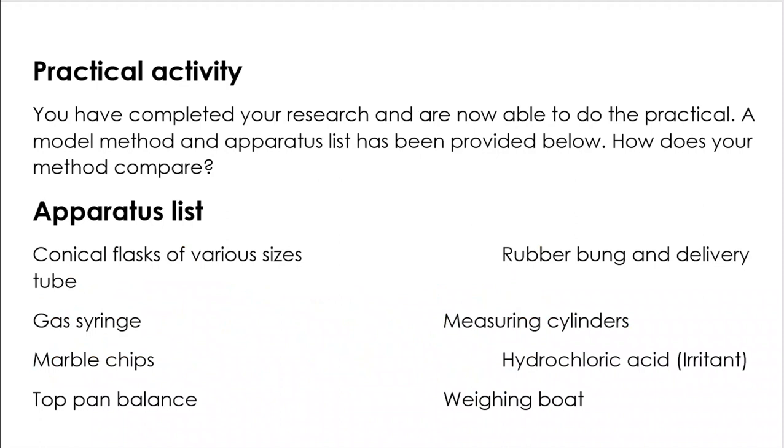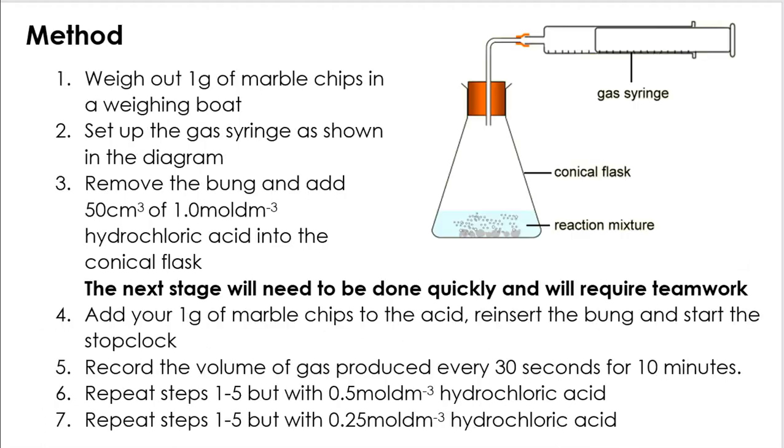Got a method there, you can pause and take a read through. We're reacting marble chips with hydrochloric acid, and we are measuring the volume of carbon dioxide gas given off. And we've got the method here which you will need to be familiar with. So we're using 1 gram of marble chips, measuring that in a weighing boat. We're setting up the apparatus as we can see.